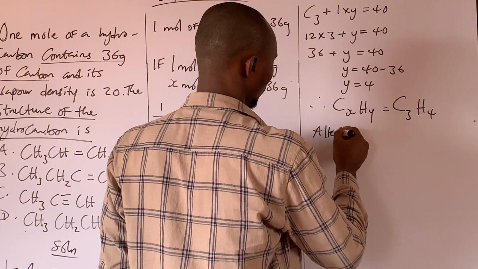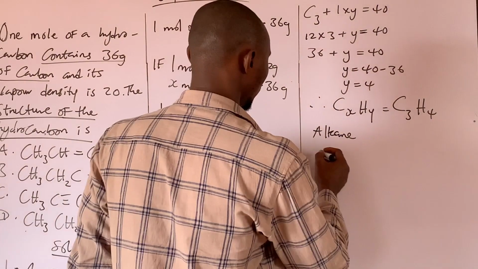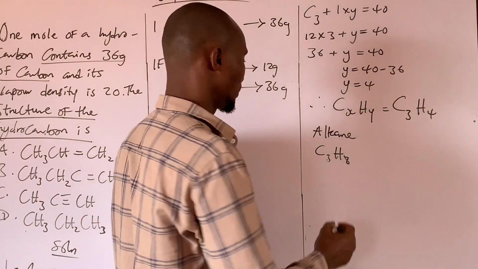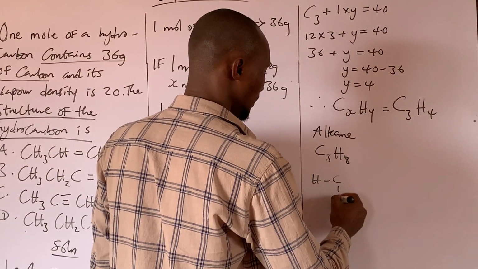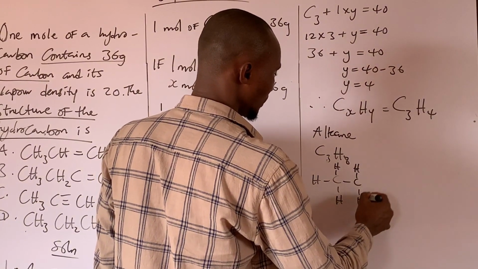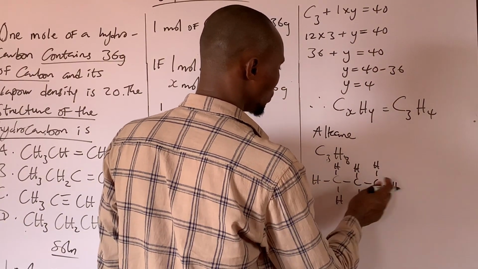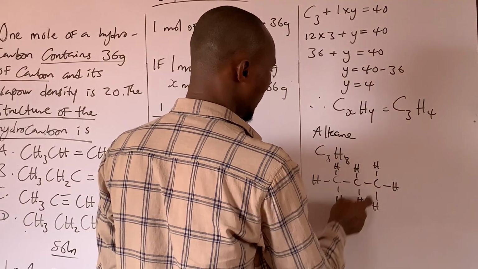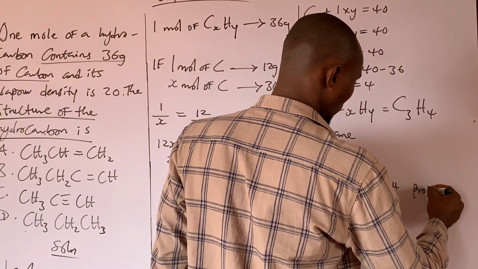Alkane that has three carbons is C3H8, right? Now this means H here, H here, H here, H here. 1, 2, 3. How many hydrogen? 8. 1, 2, 3, 4, 5, 6, 7, 8. We call this propane.